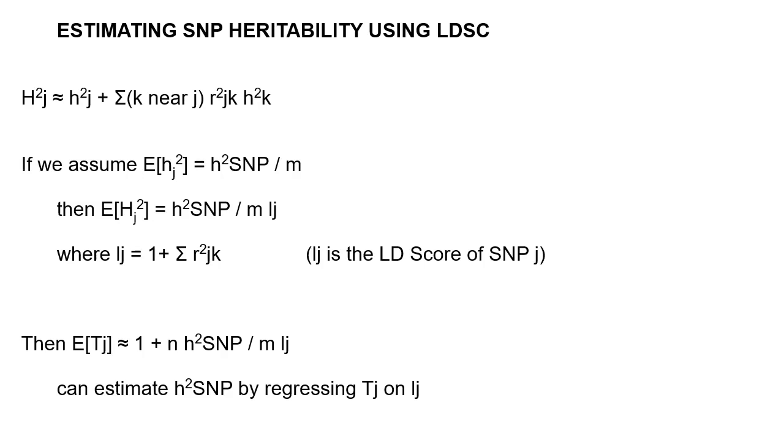And then further, we can insert this expectation in the equation on the previous slide and get the expected test statistic for each SNP, and that equals 1 plus the sample size times the SNP heritability divided by m, times the LD score. So hopefully you can appreciate that now we've written the expected test statistic of each SNP in terms of just one unknown, the SNP heritability. So if we regress test statistics on the LD scores, we can obtain an estimate of SNP heritability.